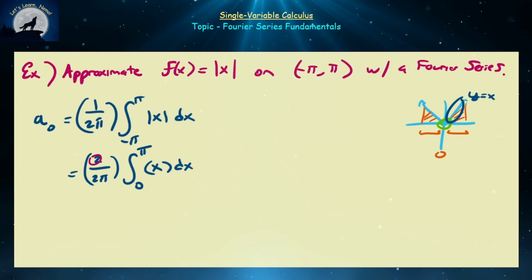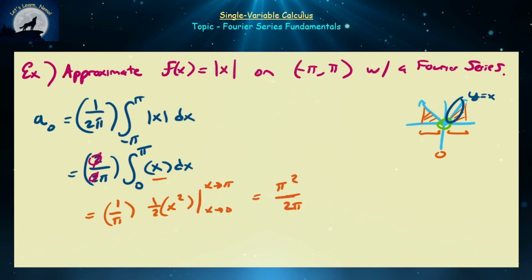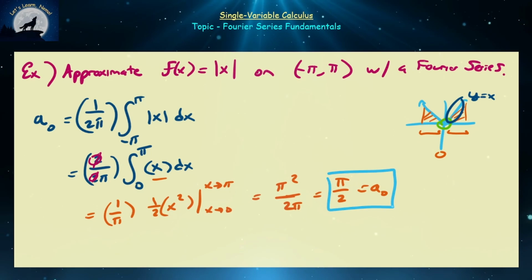So these 2's cancel for our coefficient, and then we're left with 1 over pi, and the integral of x we know is 1/2 x squared, and then we need to integrate that from x equals 0 to x equals pi, and subtract. That's going to be equal to pi squared divided by 2. And let's not forget our 2 pi on the bottom. So that's actually going to be equal to pi over 2. That's going to be our a0. Let's box that off just in case we forget about it.